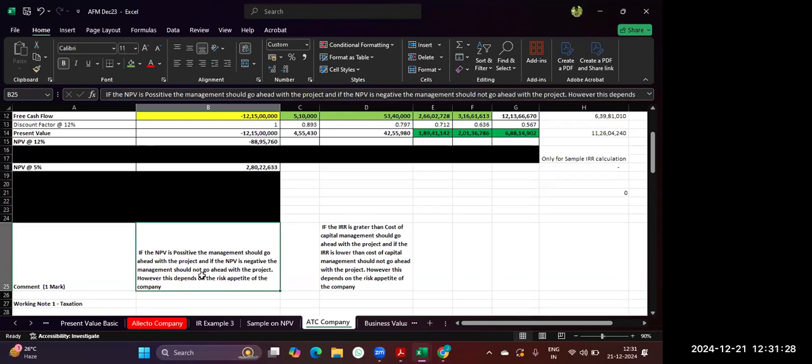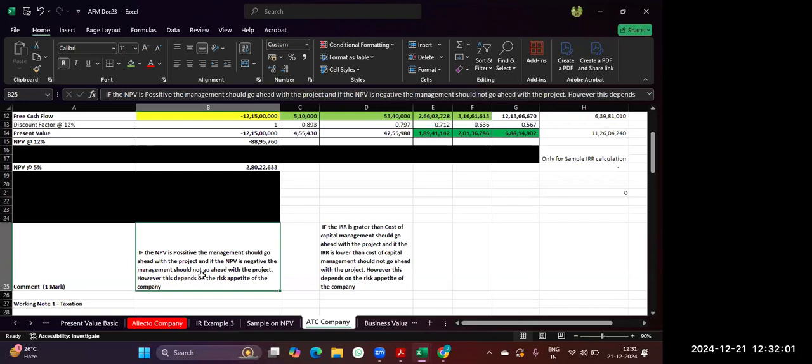Guys with me till here? Okay. So this is a standard that you can write for any NPV question. If the NPV is positive, the management should go ahead. If the NPV is negative, they should not go ahead. However, it depends on the risk appetite. The reason I say it depends on the risk appetite is because, let's say in retail business, sometimes a company opens a store which is loss making, but the location of that store is very strategically important, maybe for marketing or brand visibility.